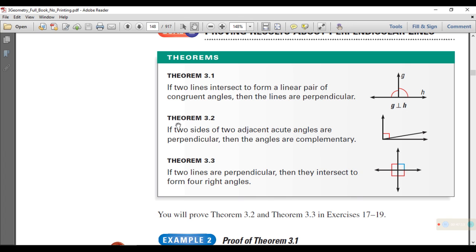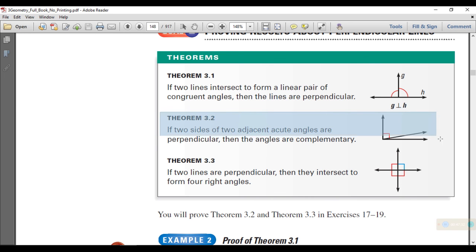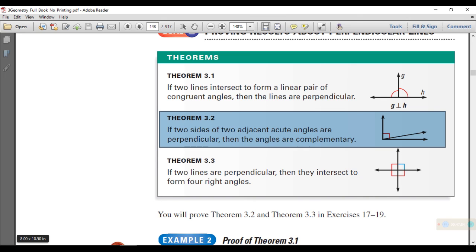Next, if two sides of two adjacent acute angles are perpendicular, then the angles are complementary. Dito hindi masyadong kita kung ano yung sinasabi niya. So, to make it clearer, kopyahin ko siya dito sa kabila.